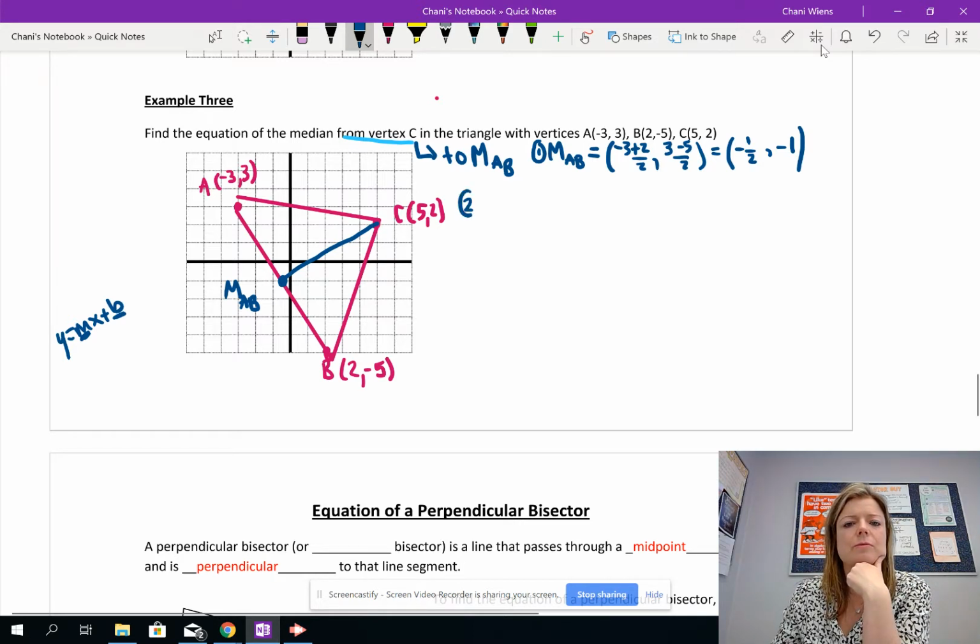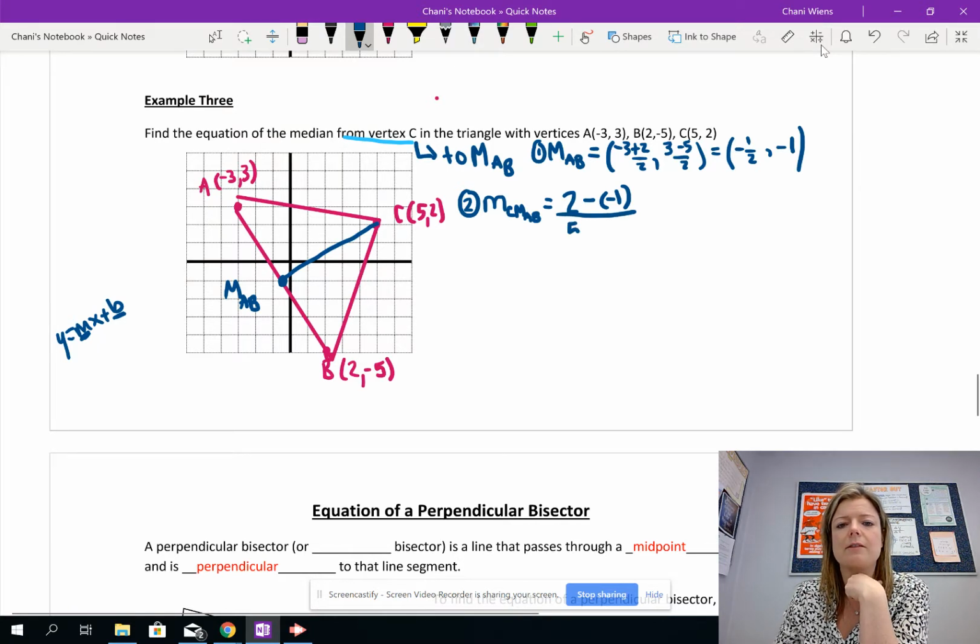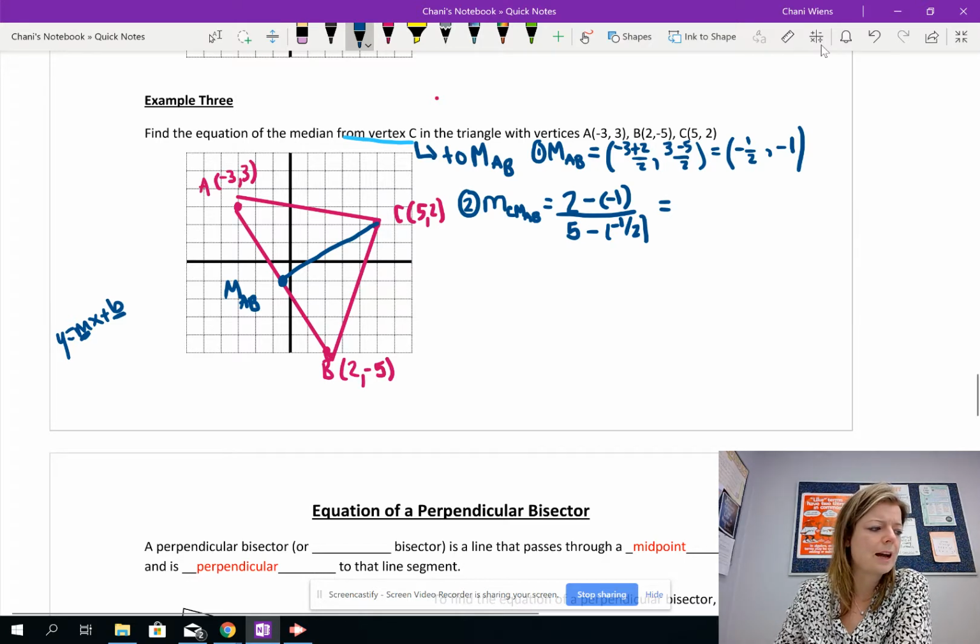So step 2 is to find the slope between here and here. So we use our little m, so we find the slope between C and the midpoint of AB. So remember, that's just y2 minus y1, so 2 minus -1, divided by x2 minus x1, 5 minus -1/2. Now, you guys can just get your calculators out if you want to. But this is 2 plus 1, so 3. And then 5 plus 1/2 is 5.5, or 11/2.